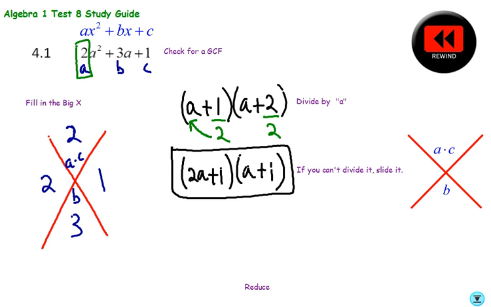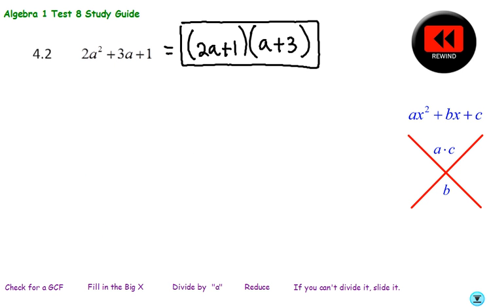All right, let's check in with you. 4-2 in the middle should have come up with 2a plus 1 times a plus 3. If you got that, go ahead and pause. Try 4-3 on the right side.